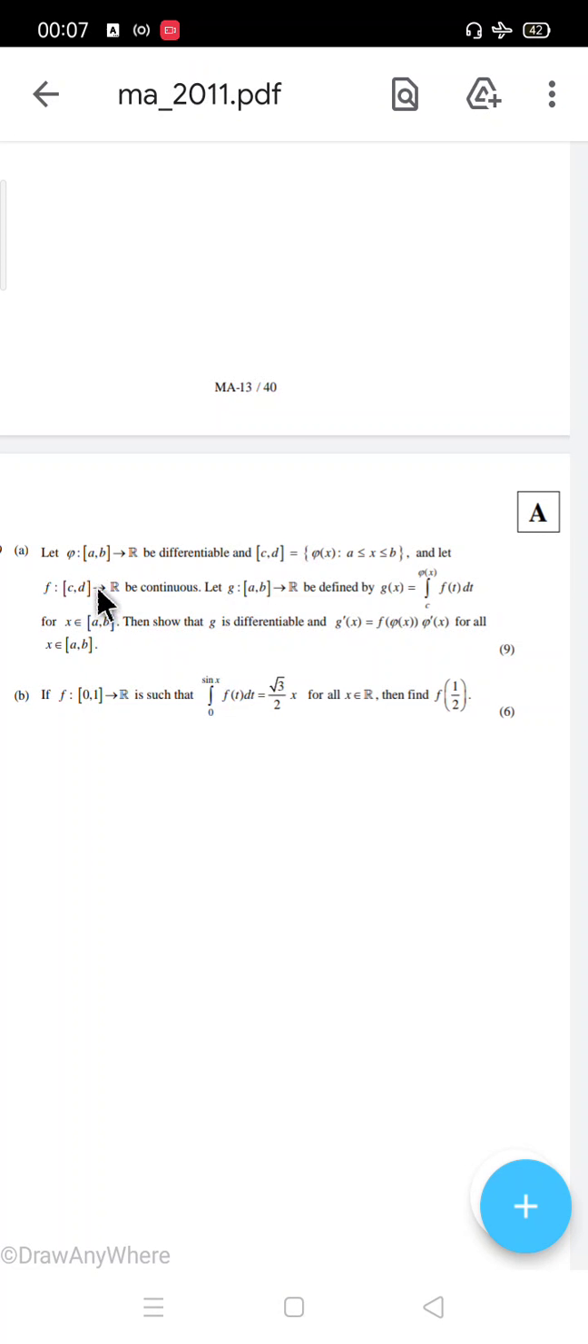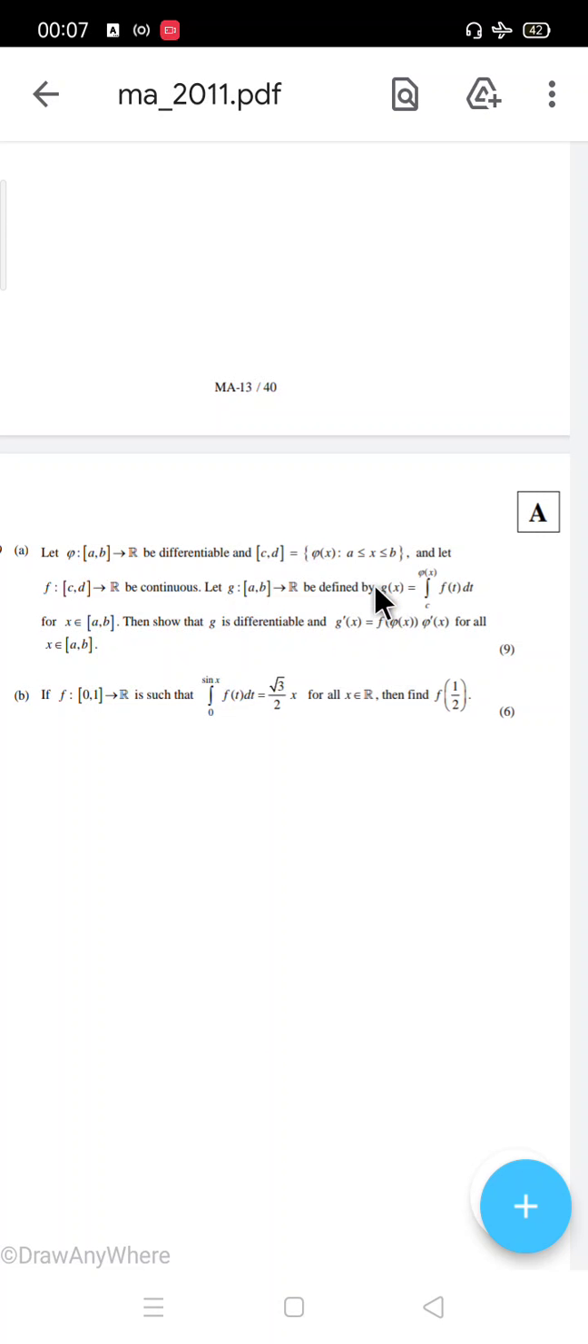Okay, let phi from [a, b] to R be differentiable, and [c, d] is the range of that, and let f from [c, d] be continuous, and g is this. Okay, so they are asking then show that g is differentiable. That just seems to be the chain rule to me, correct.